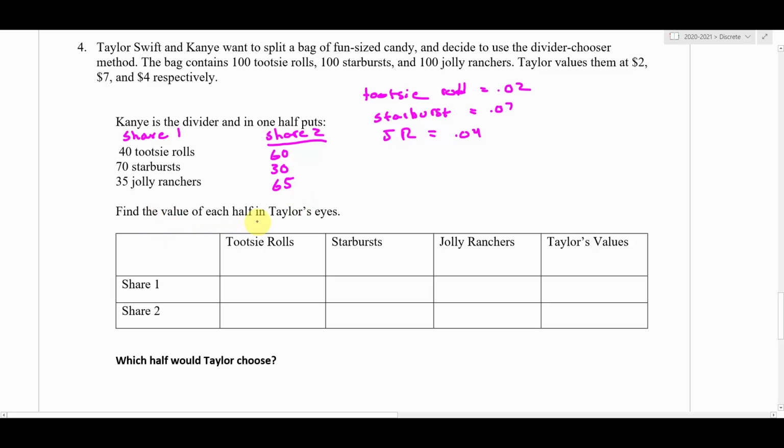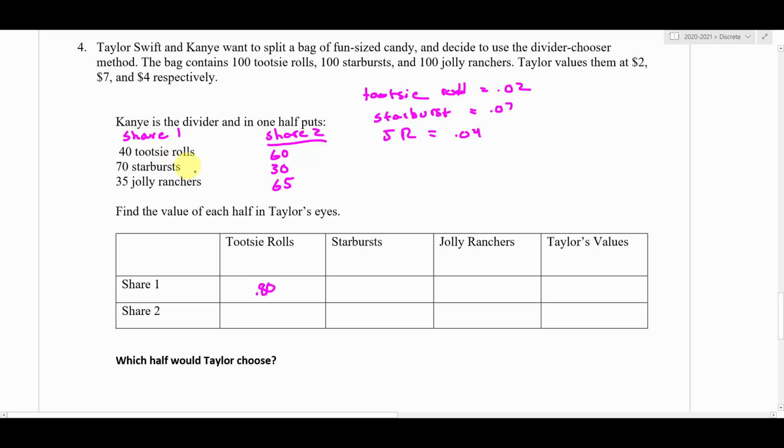Okay. Now it says find the value of each half in Taylor's eyes. So we know Taylor's value system, and we're going to go through and we're going to calculate the value of each share according to Taylor Swift. Okay. So we're going to start with share 1. We're going to take 40 Tootsie Rolls, and we're going to multiply that by 0.02. You should get 80 cents.